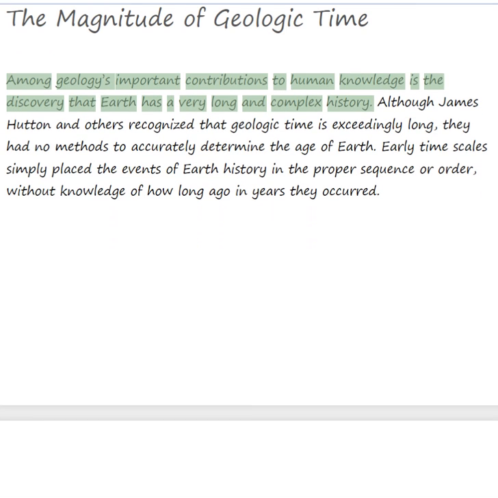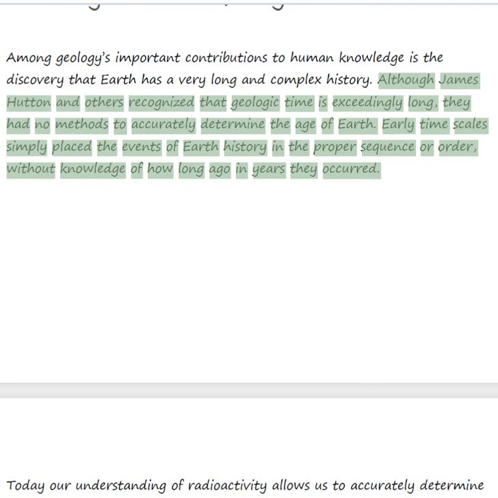Among geology's important contributions to human knowledge is the discovery that Earth has a very long and complex history. Although James Hutton and others recognized that geologic time is exceedingly long, they had no methods to accurately determine the age of Earth. Early time scales simply placed the events of Earth history in the proper sequence or order, without knowledge of how long ago in years they occurred.